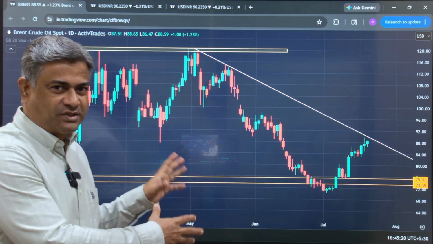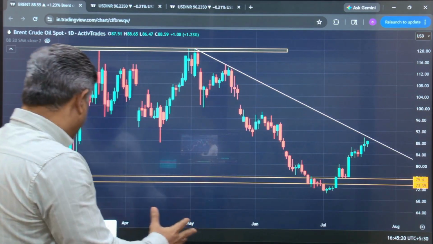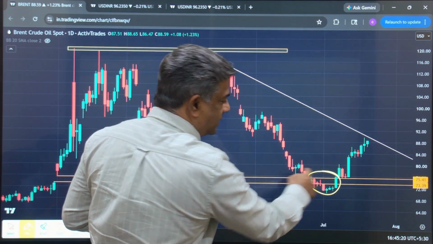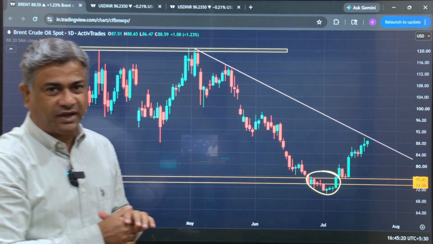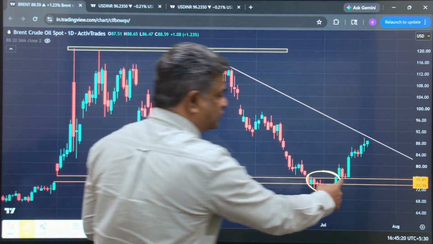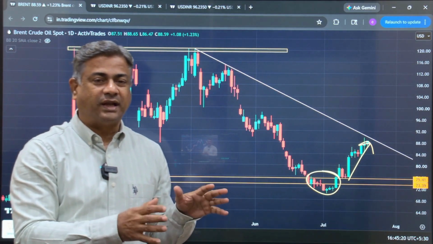This time we are going to start with crude and then we'll come to dollar INR. Now we have been following this chart for a while. We saw this support getting held, the levels around 70, 75, and there's again a big flare up in the Middle East. The prices have jumped and gone higher again, and it is trading around 88 to $89.